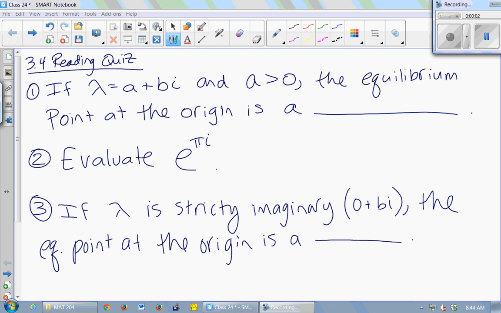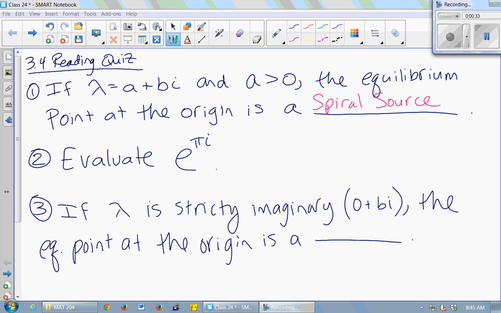Eigenvalue a plus bi, and a is positive. The equilibrium point at the origin is called a spiral source. Yeah, because we talked about source, sink, and saddle when we dealt with real eigenvalues. So it's a different kind of source. You've got to say spiral.